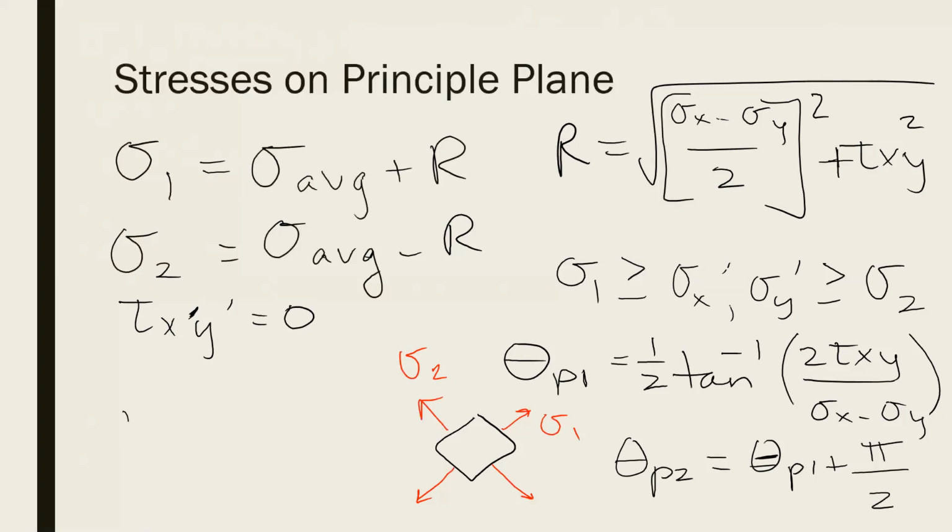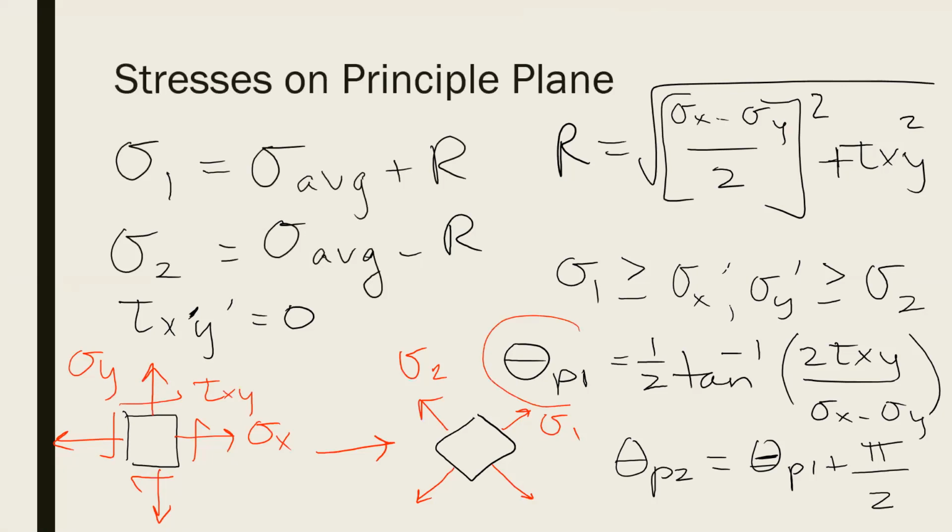So we started with some stress state that had sigma x, sigma y, and tau xy. We rotated it by either theta P1 or theta P2, and it took us to this new stress state where we only have normal stresses. And these normal stresses happen to be the largest and smallest normal stresses we will ever experience at any orientation.